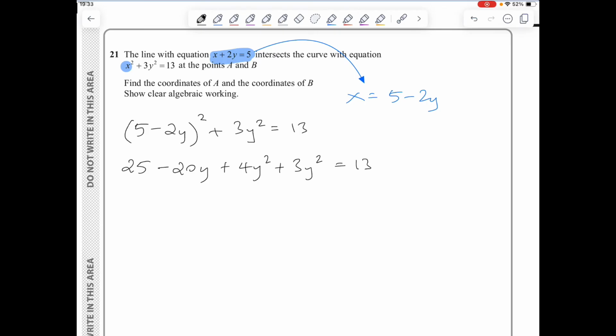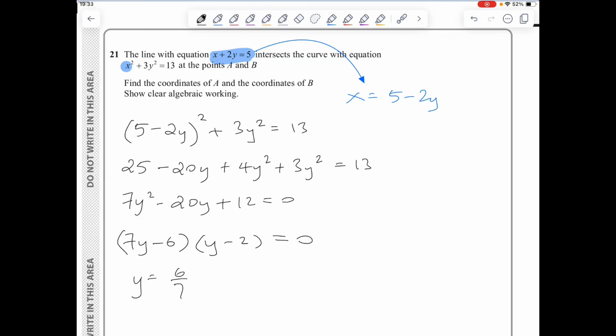I'm going to take everything to the left and collect like terms. So 7y squared minus 20y plus 12 is equal to 0. That's a quadratic equation. You can use factorization, completing the square, or use the quadratic formula. I'll go on with factorization. So (7y minus 6) times (y minus 2) is equal to 0. This gives me 2 y values. Y is equal to 6 over 7, or y is equal to 2.